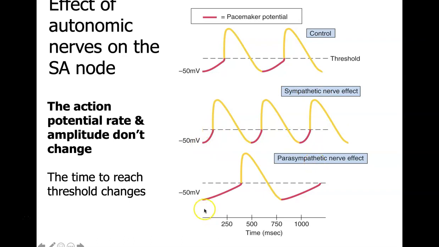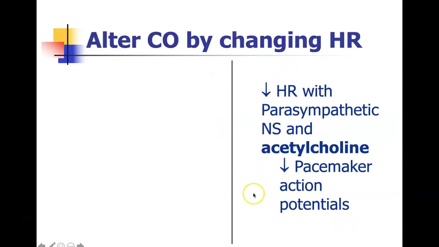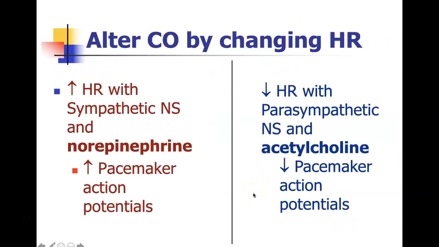Parasympathetic has the opposite effect. It takes longer to reach threshold, which means you're going to have a slower heart rate. But you'll note that the amplitude and the action potential shape of these don't change. So we have this opposite effect of sympathetic and parasympathetic activity on heart rate. The increase in heart rate with sympathetic nervous system activity happens by way of norepinephrine. So sympathetic nervous system activity and norepinephrine increase pacemaker action potentials. A decrease in heart rate is achieved with parasympathetic nervous system activity and acetylcholine. So these are going to decrease the pacemaker action potentials.